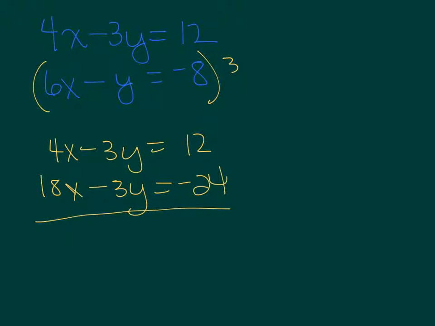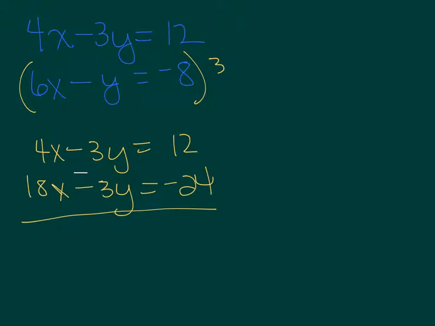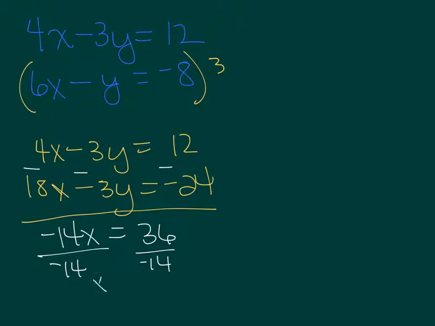And it looks like I probably need to subtract these two equations, because negative 3y minus negative 3y becomes 0. So when I take 4x minus 18x, whoops, lost my pen, 4x minus 18x gives me negative 14x. And when I take 12 minus negative 24, I get 36. Divide both sides by negative 14. And I get a lovely fraction. And I get, let's see, 18 over negative 7. Okay, that's what I wanted. I wanted to have an ugly one.